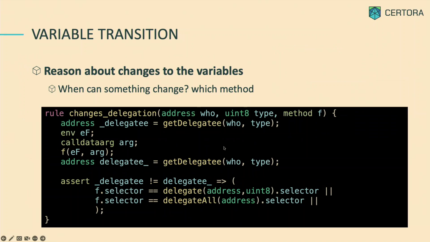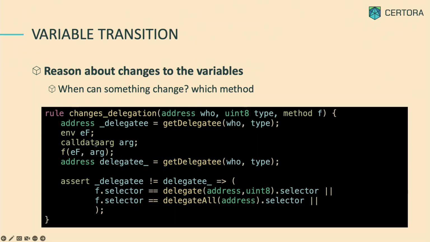Next set of properties is what we call variable transition. We want to reason about a specific variable. We can actually sometimes rewrite rules that reason about many of them, but the idea is that we look at changes that happen to the variables. And we ask when can something change, meaning which function can change it. So if I have here this parametric rule, change delegation, I have the delegation before, the delegation after. I call this on every function.